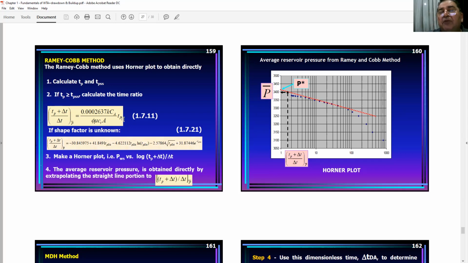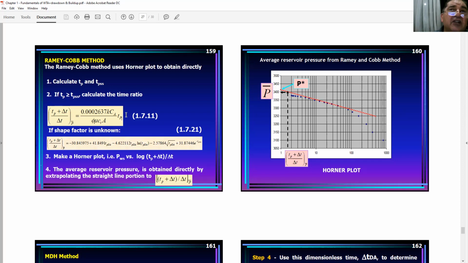Compare TB with TPSS. If the production time TB is more than TPSS, then you need to calculate the time ratio at the P average using the model 1711. And at this time, you need to put the production time TP. You need to know the shape factor. If you know the reservoir configuration, you can go to table 146 and get the shape factor.